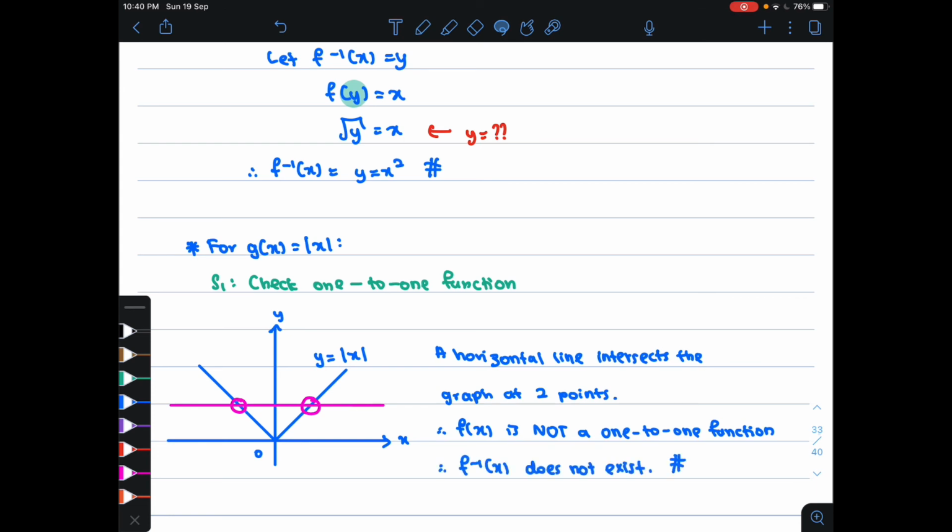And what does that mean? This means that g inverse does not exist. So from the first step, you have determined that g inverse does not exist. So do we still need to go to the second step? There's no need for you to do that because the second step is to find the inverse. So for this function gx, there is no inverse, so we will stop here.